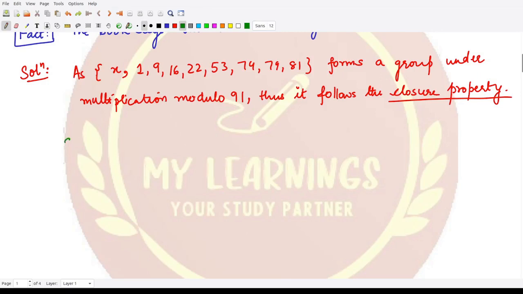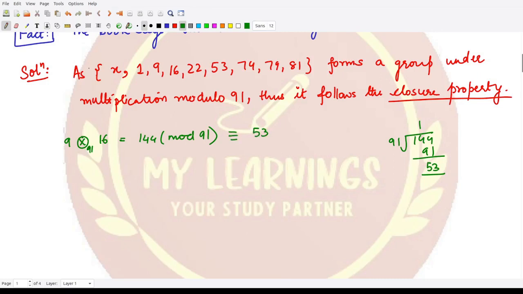So here let's proceed with calculating 9 multiplication modulo 91 with 16. When you multiply 9 and 16 together, you have 144, and you have to perform the calculation under mod 91. So when you divide 144 by 91, you have your remainder as 53. You can check. So this is going to be 53, right?